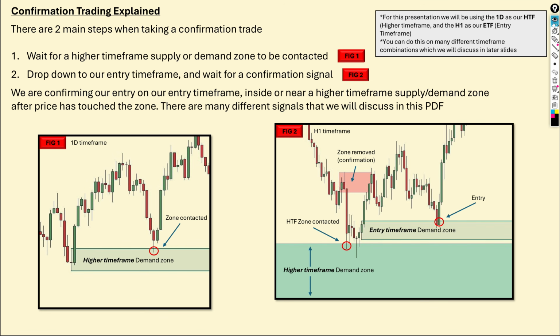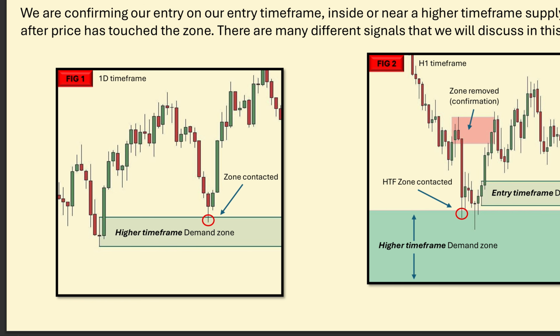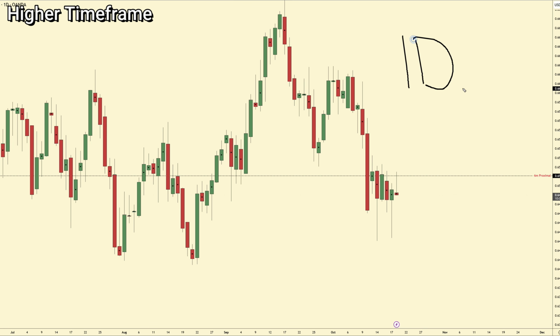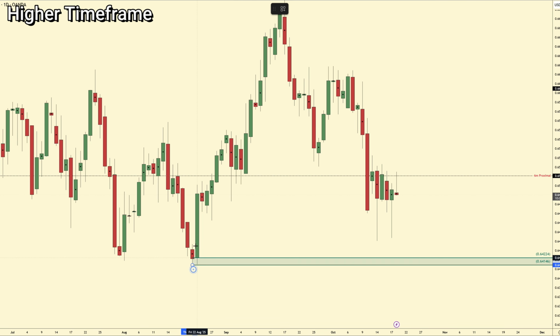So when taking a confirmation trade, there are two main steps. Number one, we are simply just going to wait for our higher time frame supply and demand zone to be contacted. So let's go over to a price chart here, and I'll show you guys exactly what I'm looking at. So this is a daily time frame. For example, we will be using the daily as our higher time frame and the H1 as our entry time frame. Now again, stay tuned for the time frame combinations to use later on in the video.